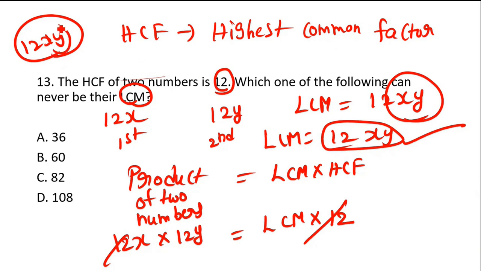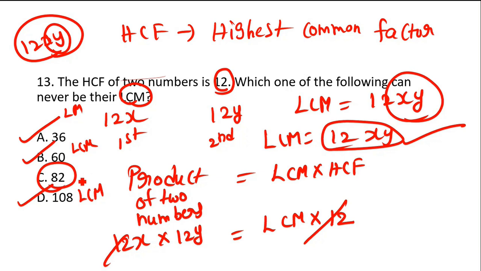Possibly xy can be 3, and 12 times 3 is 36, which is possible. And possibly xy can be 5, and 12 times 5 is 60, which is possible. And xy can be 9, and 12 times 9 is 108, which is possible. So this can be the LCM, and the second option can be the LCM, and the third option can be the LCM. 82 is not a multiple of 12, so 82 cannot be the LCM. That is the reason 82 is your answer. Option C, 82 is your answer.